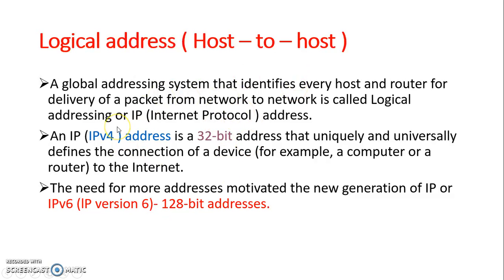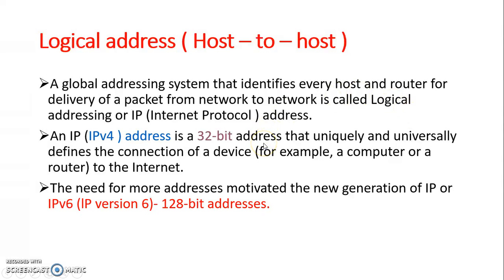Now let's have a definition of this IP address. This IP address, most probably IP version 4, is a 32-bit length address which uniquely and universally defines the connection of a device to the internet. That is, we can have the maximum of 2 power 32 addresses by this IP version 4. Here, unique in the sense no two devices can have the same address, and universal in the sense it will be accepted by any host or device which is connected across the globe through internet.